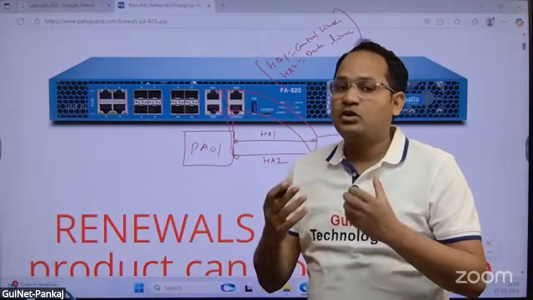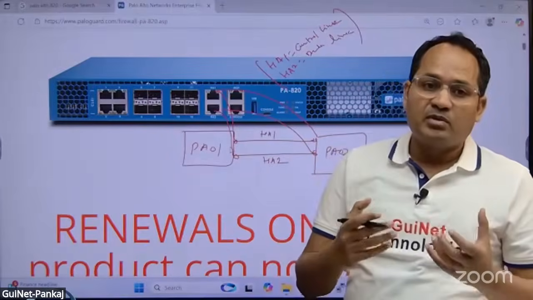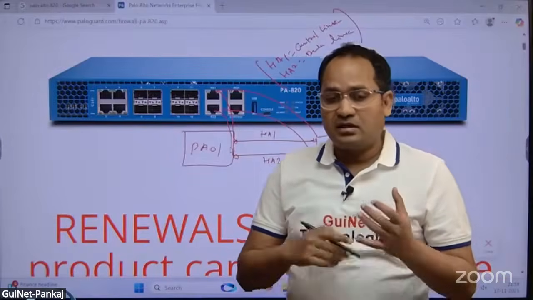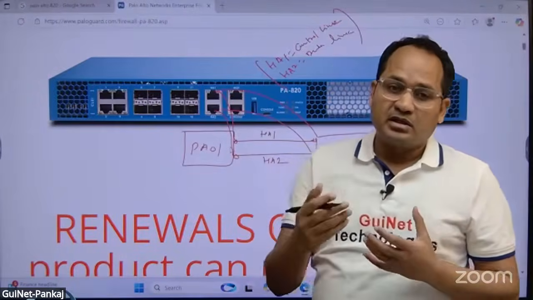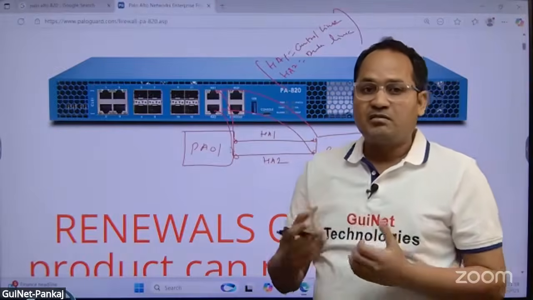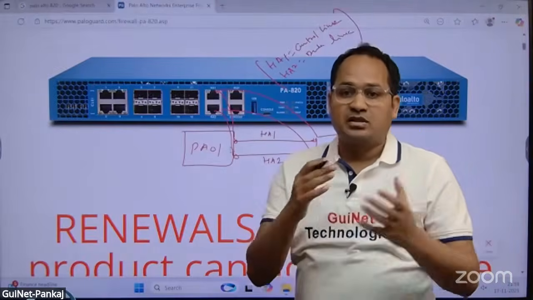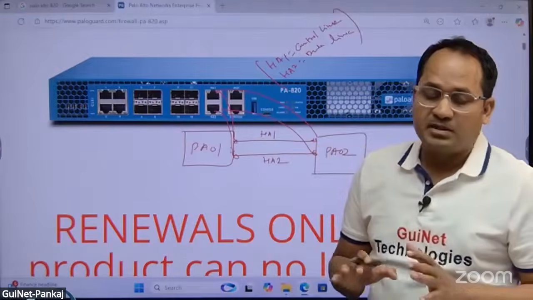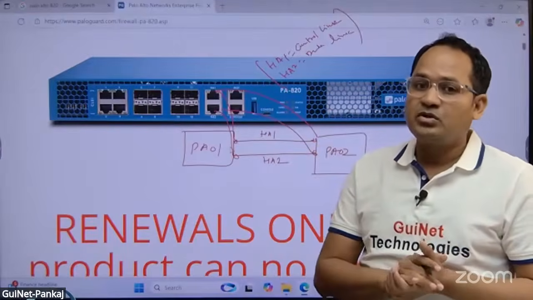The control link is going to check whether you are alive or dead. It's going to check the heartbeats. They're going to check the routing information, user ID information and all. Means signaling, they're going to check that. No data traffic is going to be transmitted. They just make sure you are alive or not.